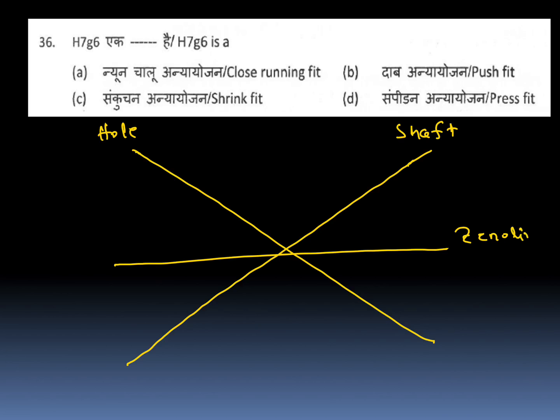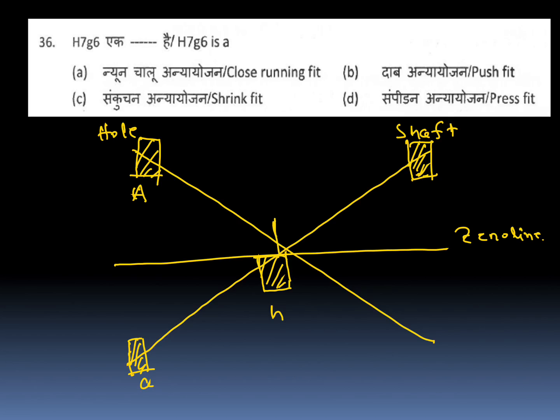For shafts, small letters start from a, b like this. Here you will get small h. Upper deviation is 0. This is for small h. Then on this side it will go. And for hole, capital letters, capital A. For hole, H will come here, with the hole's lower limit touching the zero line.